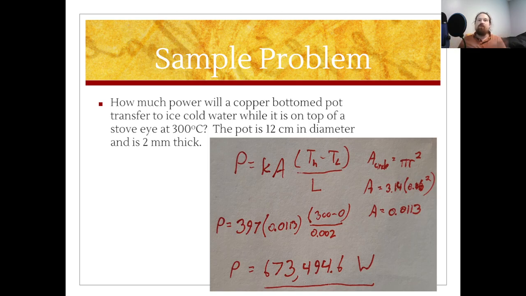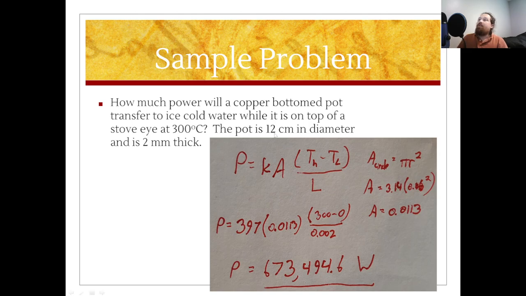This person has a pot. The bottom is made out of copper. They have filled it with ice-cold water. So ice-cold, meaning that it is at 0 degrees Celsius. And they're setting it on top of a stove eye to start warming up the water. The eye of the stove is 300 degrees Celsius, so that is informing the temperature difference from the underside of the pot to the inside of the pot.